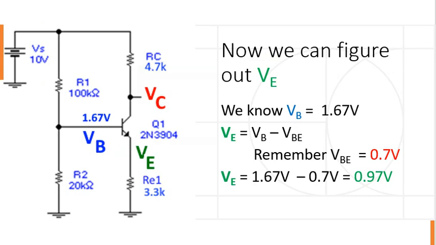Now that we know our base voltage, we can figure out our emitter voltage. We know that our base voltage is 1.67 volts. We just figured it out. Now the base emitter junction of a transistor acts just like a diode, so it's going to be 0.7 volts drop across here. So we start with 1.67 volts, we lose 0.7 volts. Whatever's left over is going to be our emitter voltage. So 1.67 minus 0.7 volts is equal to 0.97 volts. So now we know our base voltage, we know our emitter voltage.